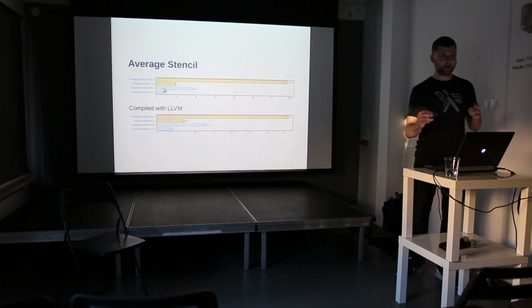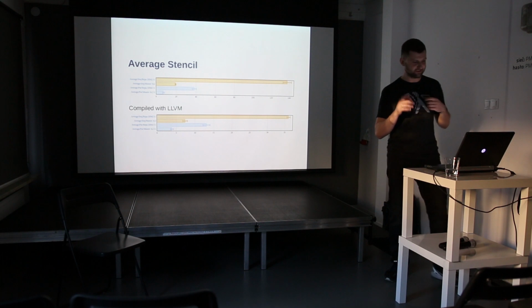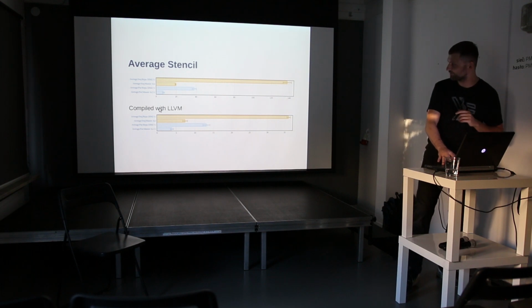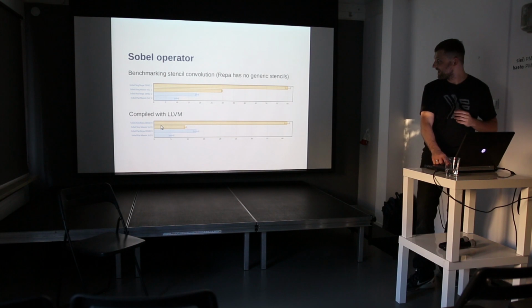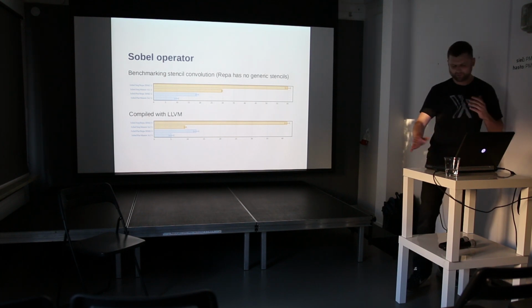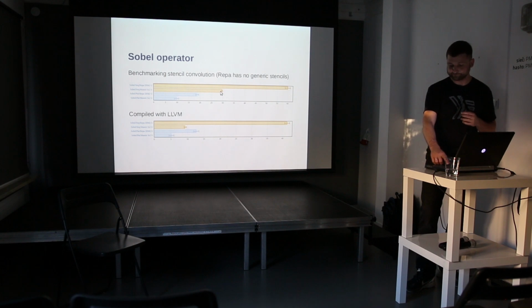They have a few papers published about it, which I studied and took some really good ideas from. Compiled with LLVM, it gives huge performance for Repa, a little bit less for Massiv, but still a performance. Sobel operator, it's also a stencil, pretty much the same pattern. Massiv is twice as fast as Repa.